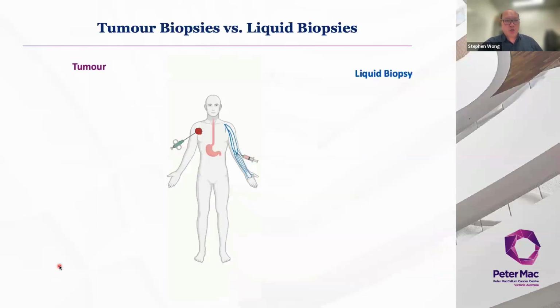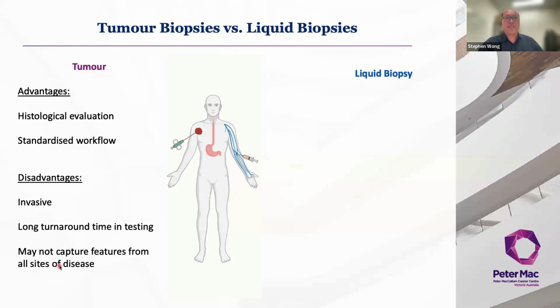So what are the differences between tumor biopsies and liquid biopsies? First and foremost, tumor biopsies provide histological evaluation and a standardized workflow for evaluation of the tumor itself, for example, molecular pathology testing. However, it has several disadvantages. First and foremost, it is a very invasive procedure. It can also have a very long turnaround time in testing, particularly if the tumor sample is from an external pathology lab. And because you're only sampling one area of the tumor, you may not capture all the molecular features from all sites of the patient. Hence, you're only providing a small window of the actual tumor itself.